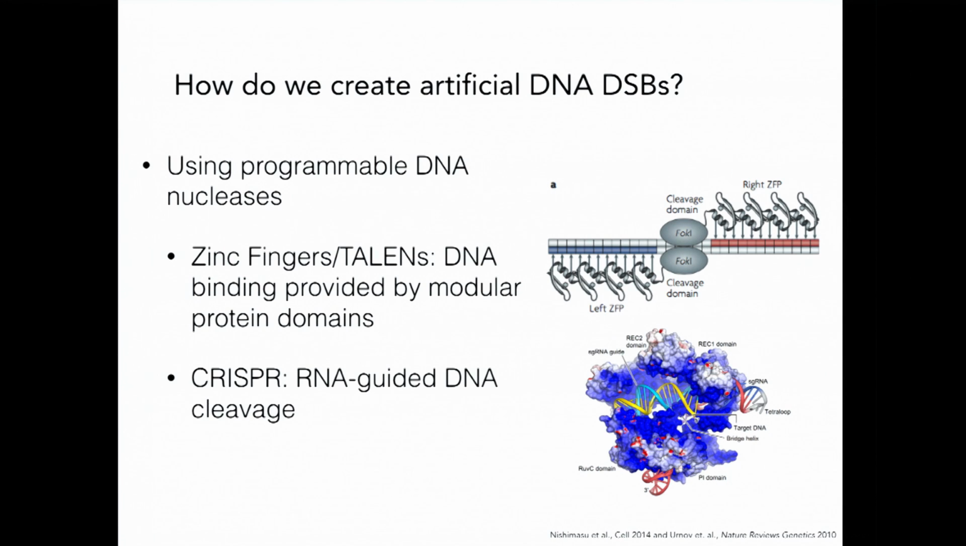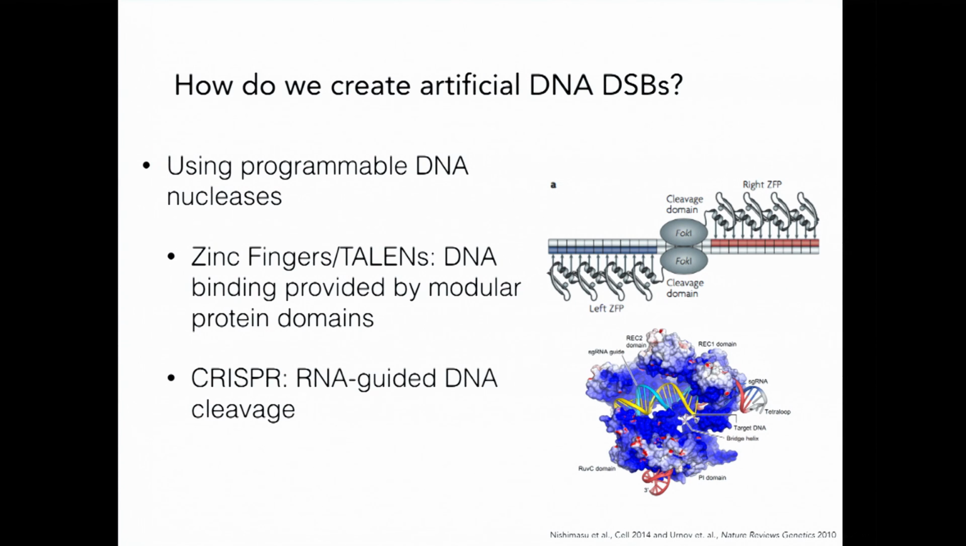Genome editing is based on creating artificial double-strand breaks so that you can manipulate the genome at points of interest. This has been done using programmable DNA nucleases. For a very long time, this was approached using technology called zinc fingers and TALENs, which are composed of a modular DNA binding domain where the protein-DNA interaction code was known, and you could string them together in such a way that they would recognize a unique sequence in the genome.